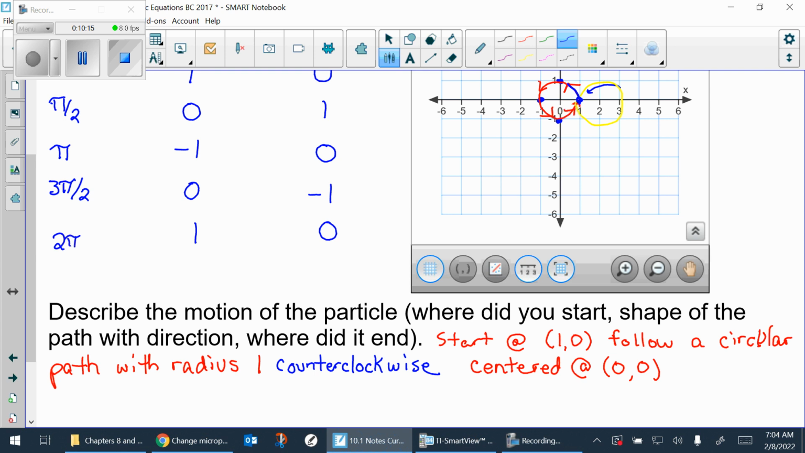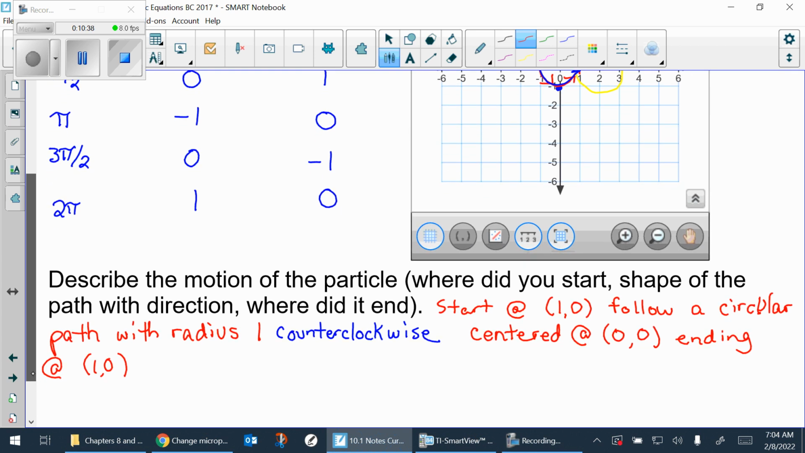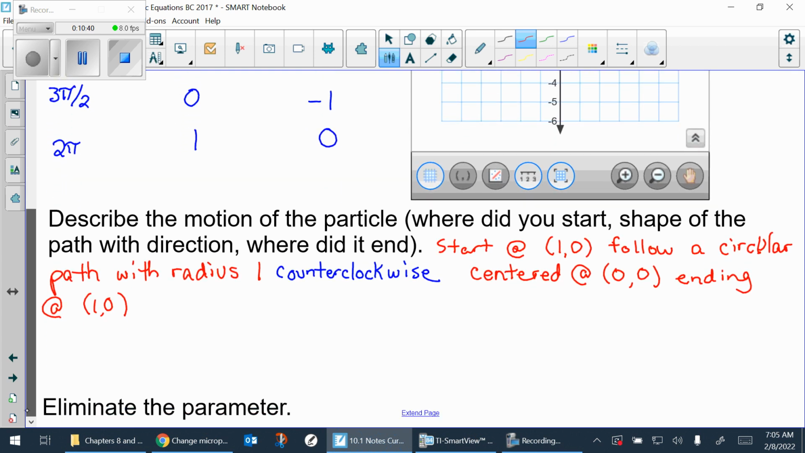I kind of think that's where we got to go, but now we have to say where we're going to end up. So ending at the point 1, 0. And I think that that would do it. Again, different ways of wording that.